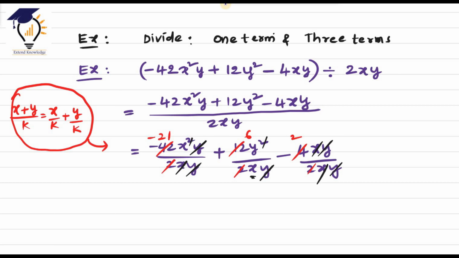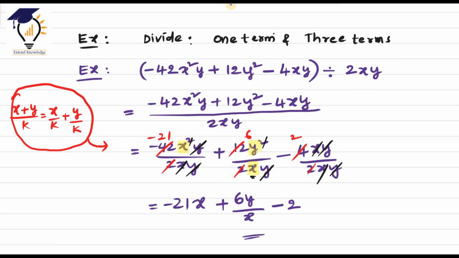So let's write the remaining part of what we have left here. Let's talk about the coefficients. So negative 21 is the coefficient left over, and other than that there is one x remaining here, so negative 21x, and then plus here 6 is the remaining coefficient, and y and x are remaining, so y is in the numerator and x is in the denominator. So let's write that 6y over x, and then minus 2, there is no variable left. So this is the final answer.